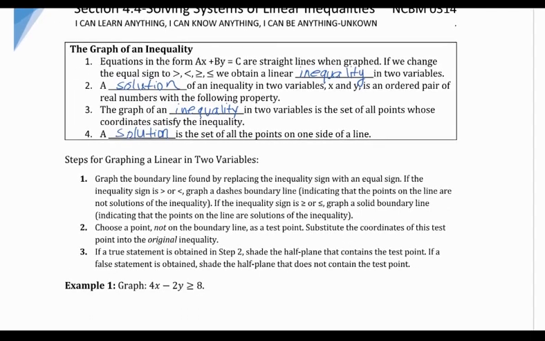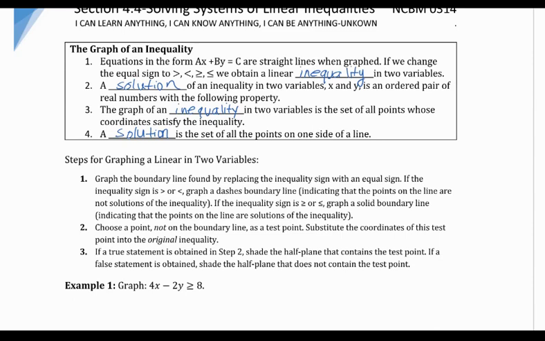Now, we have three steps for graphing a linear inequality in two variables. The first one is to graph the boundary line found by replacing the inequality sign with an equal sign. If the inequality sign is greater than or less than, graph a dashed boundary line, indicating that the points on the line are not solutions of the inequality. If the inequality sign is greater than or equal to, or less than or equal to, graph a solid boundary line, indicating that the points of the line are solutions of the inequality.